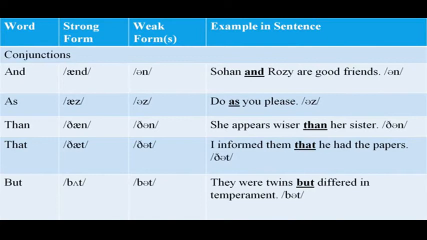Next we have the conjunctions. And is pronounced as un. As is pronounced as us in its weak form. Than is pronounced as done. That is pronounced as that. But is pronounced as but.